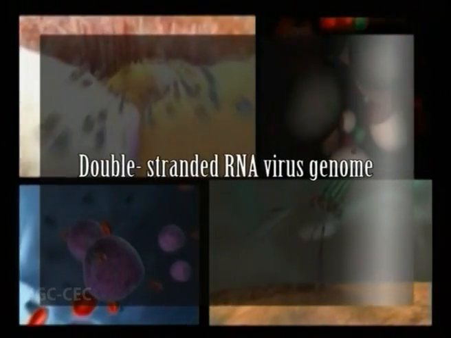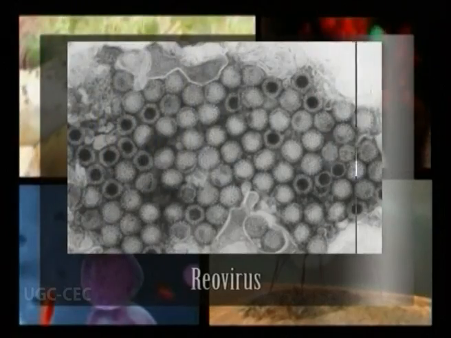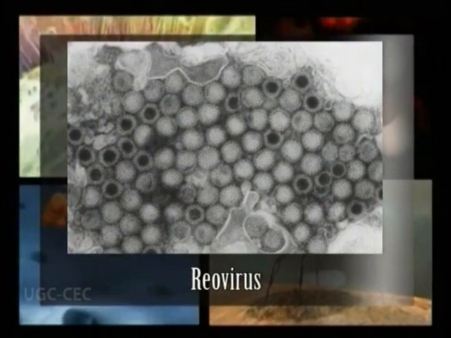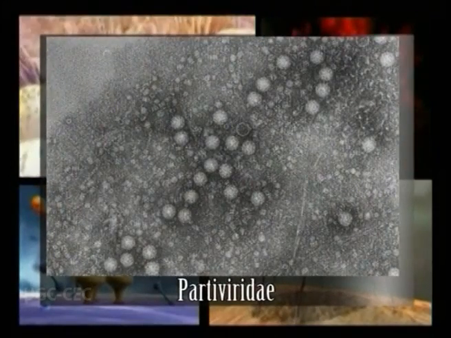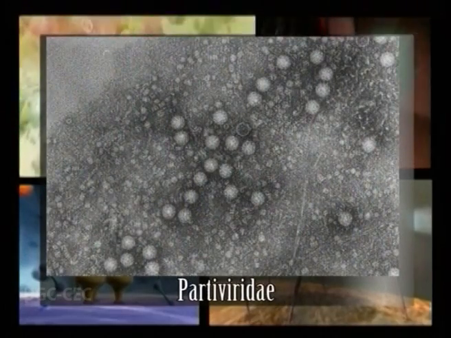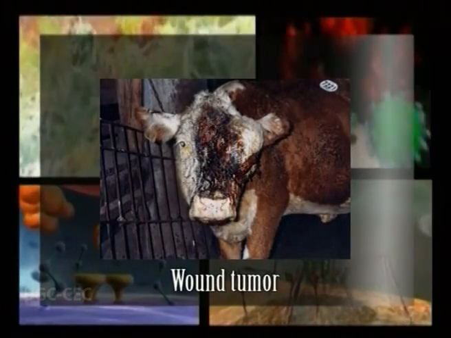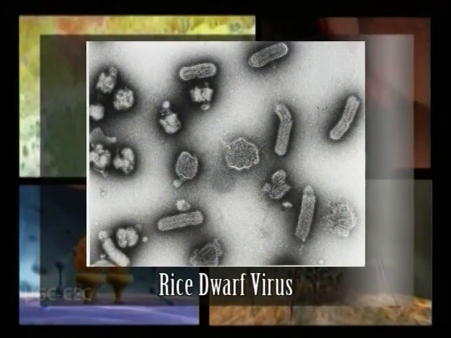Now, double-stranded RNA virus genome. In case of animals, only reoviruses possess double-stranded RNA, while in case of plants, Partitiviridae and Reoviridae possess double-stranded RNA. Wound tumor and rice dwarf viruses are the common examples.